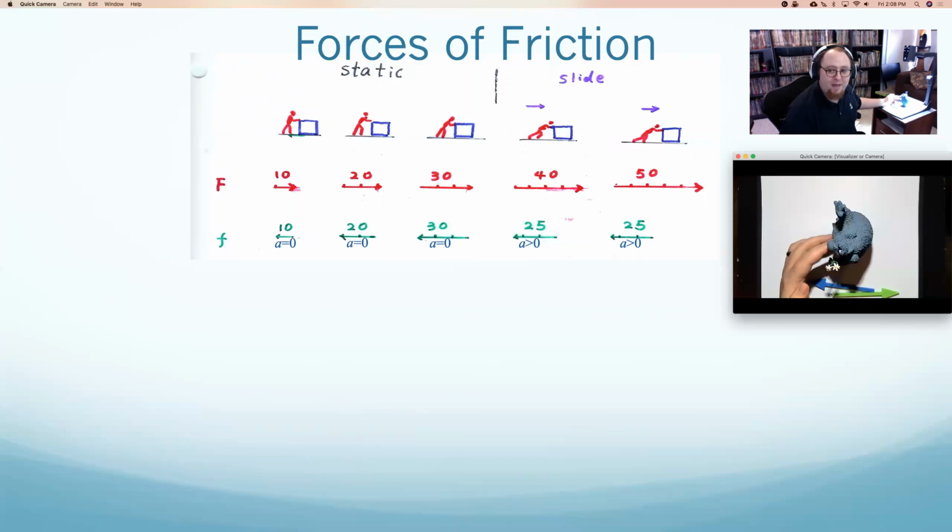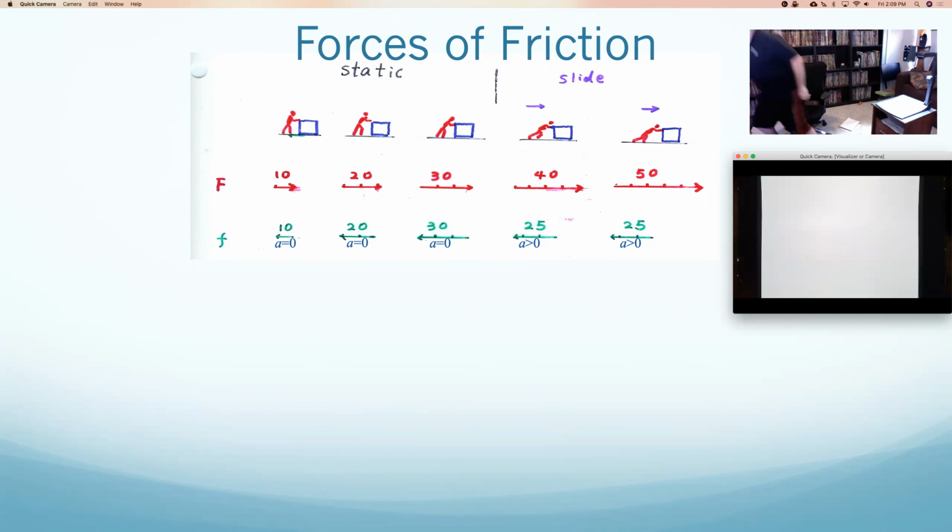Once I hit my maximum static friction, it'll start moving. Once it starts moving, I no longer have static friction. If it moves, I have kinetic friction. But here's an interesting thing about static and kinetic friction. The maximum value of static friction is always greater than the value of kinetic friction.